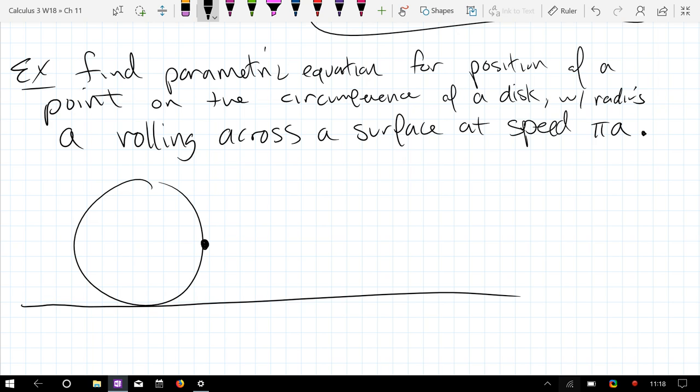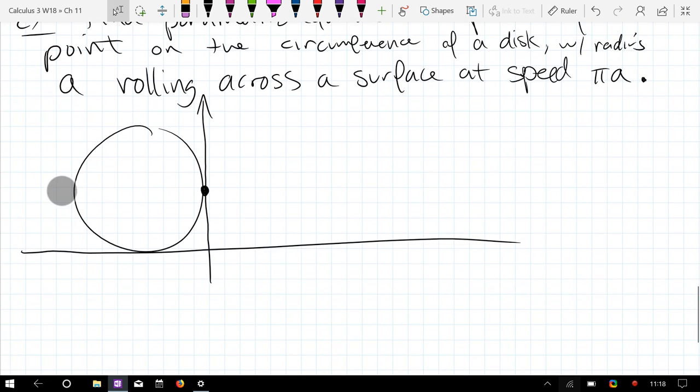Now, let's draw our axes in. I could go with the ground as the x-axis, and I think that's a reasonable thing to do. Take the ground as the x-axis, which means at height 0, our point will be on the ground. And then the y-axis, we can choose where that goes. I'm going to choose to start it right at the initial place where that point is. So our initial x-coordinate would be 0 in this case. So let's start it right there.